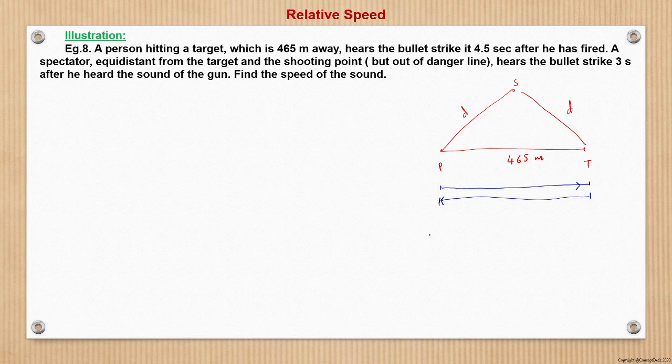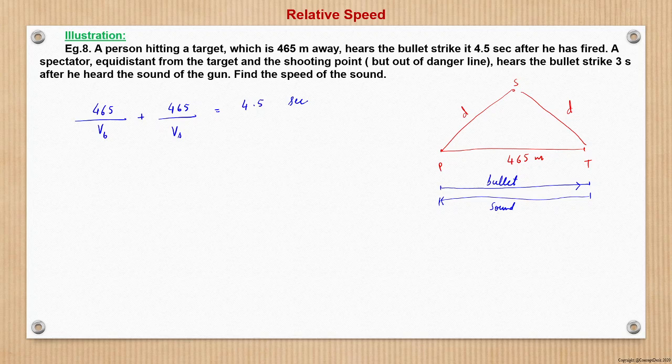So let us write an equation for this. This is 465 meters. The first movement is by the bullet, and this is by sound. Let the speed of the bullet be VB. At a speed of VB, the bullet travels to T. So time taken is 465 by VB, plus for the same distance 465, the sound travels at Vs. These two times sum together to 4.5 seconds. This is the first equation.